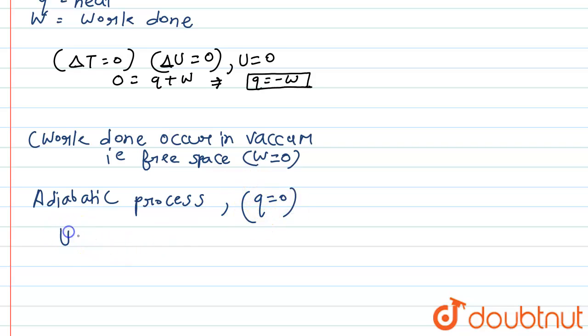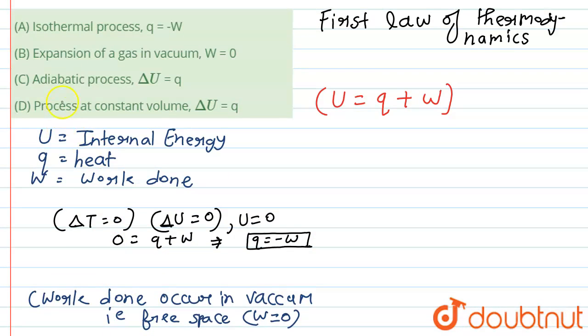So if we put this in our equation, that is U equals Q plus W, we get Q as 0 plus W, and we get U equals W. So in the case of adiabatic process, no heat change takes place. That is, our heat is 0. So we put the heat value here, we get U equals W. So our third option is stating that for adiabatic process, delta U is equal to Q. So this is incorrect regarding the first law of thermodynamics.